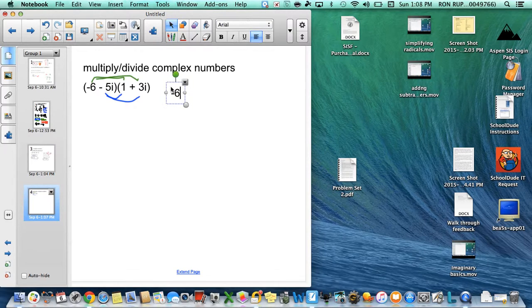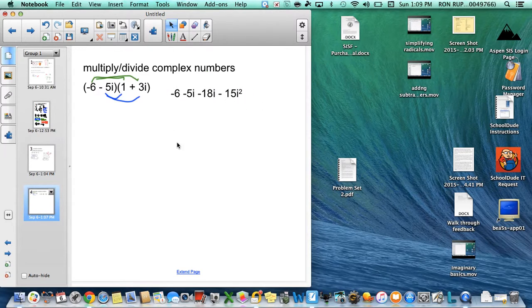Negative 6 times 1 is negative 6. Negative 5i times 1 is negative 5i. Negative 6 times 3i is negative 18i. And negative 5i times 3i is negative 15i squared.